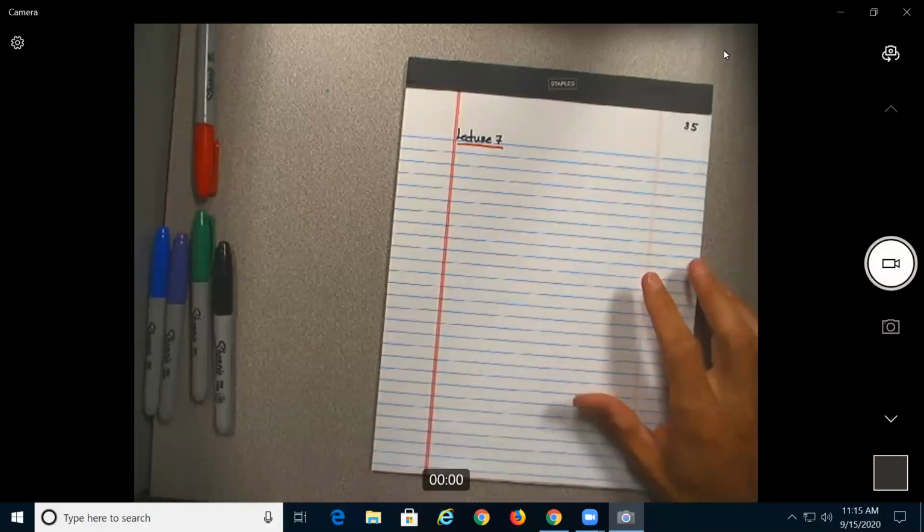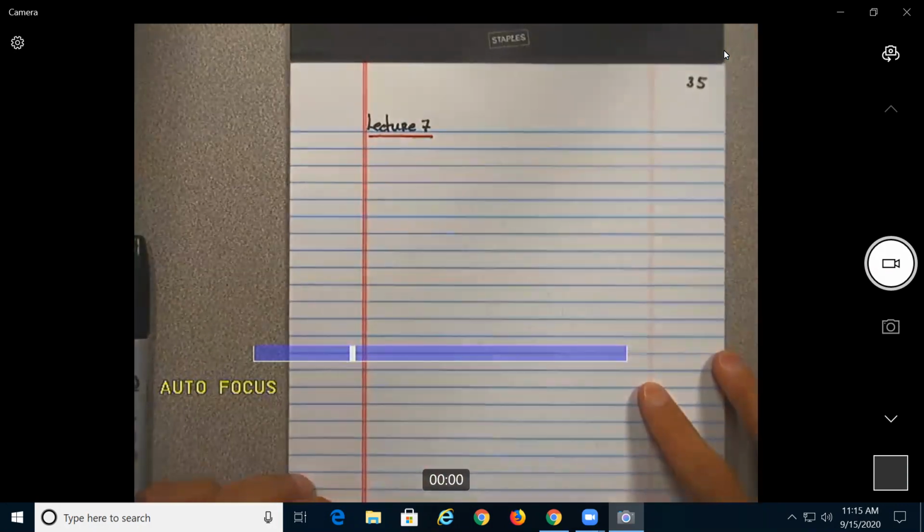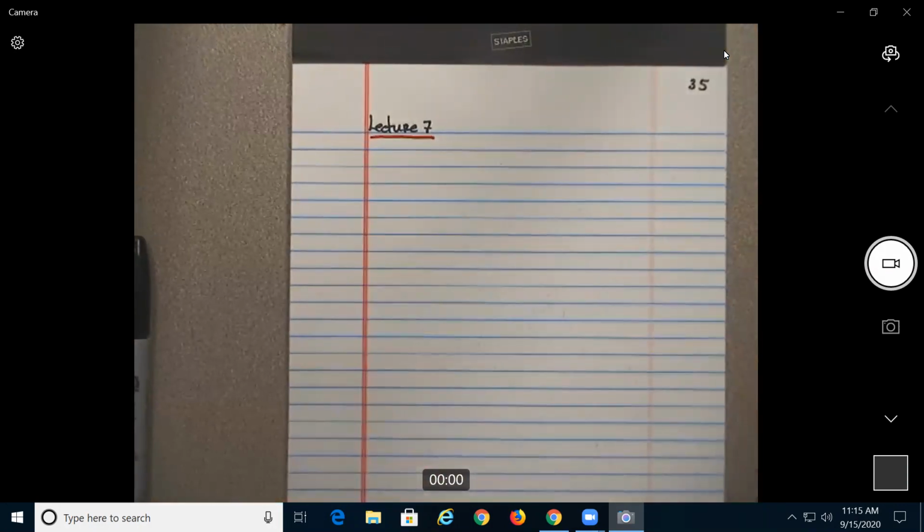All right, maybe I should zoom a little bit here, see if that would be better. And take the screen down. All right, so let's get started.